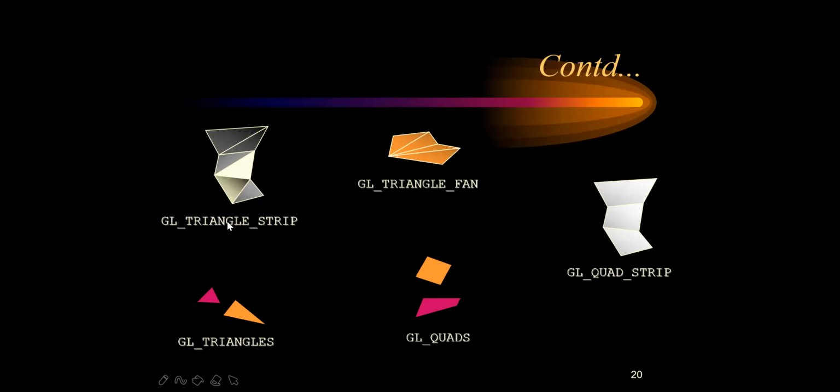Now we have the variety in our GL triangles. We have the strips. If you want to join everywhere and anywhere in this way, you can give GL underscore triangle underscore strip. And this image also comes under your polygon family. If you write GL underscore polygon and give this kind of points, then also it will accept and draw this kind of object in your output.